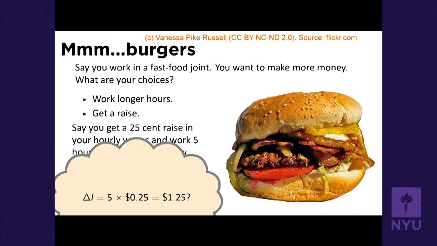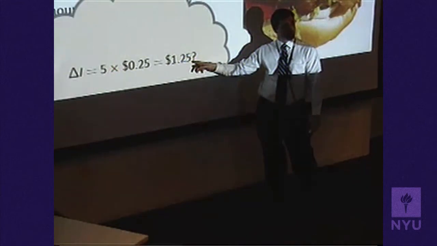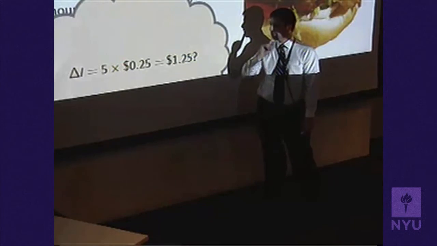Is it true then that the change in the income is the change in the hours times the change in your wage? That is, if you make 25 more cents per hour and you work 5 more hours than you did before, is the change in your take-home pay $1.25? No, that seems pretty low. Right? What else can you say that's bad about this rule?